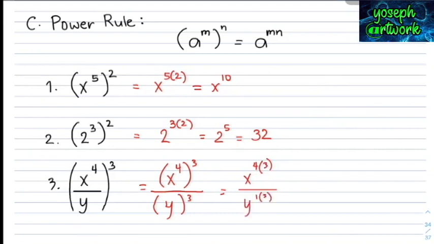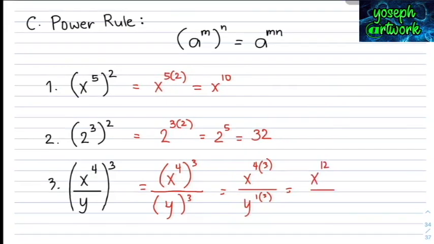And then simplifying their exponents, it will give you x raised to 12 over y raised to 3. This is the answer for item number 3. So that is the power rule.